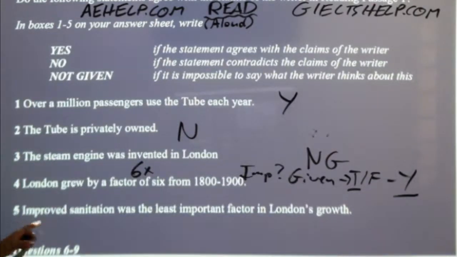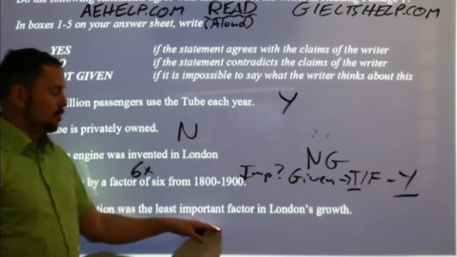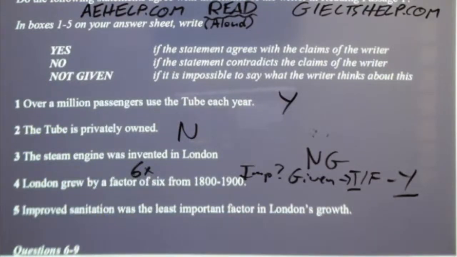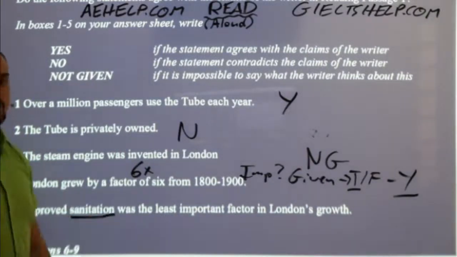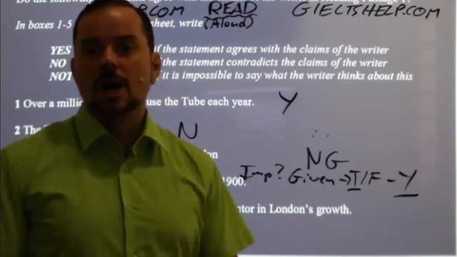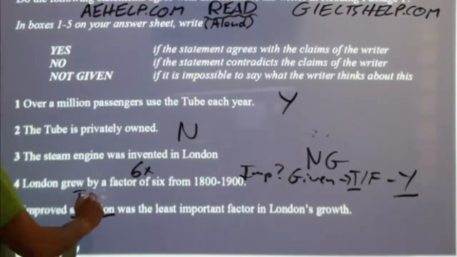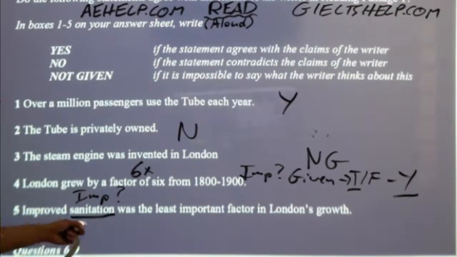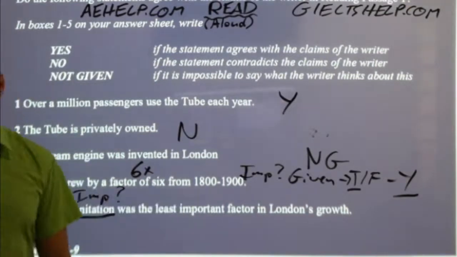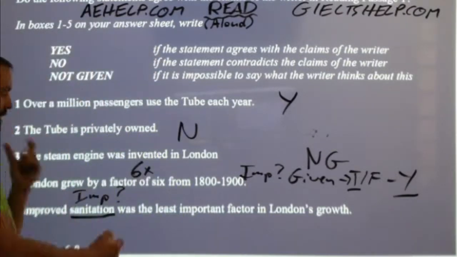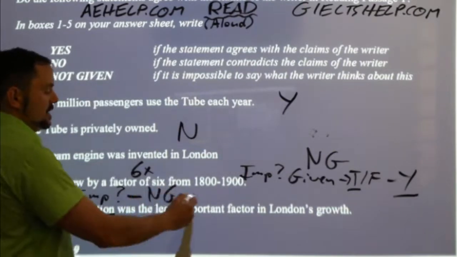Number 5, improved sanitation was the least important factor in London's growth. Tricky. That's looking for that band 8, band 9 reader, active reader, and very, very effective logic. So sanitation means wastewater, so the water from the toilet, from the washing machine. Where does it go? Is it important? Improved sanitation, it doesn't seem important. So if you are having difficulty with time here, I would go not given, and then you'd get it wrong, okay?